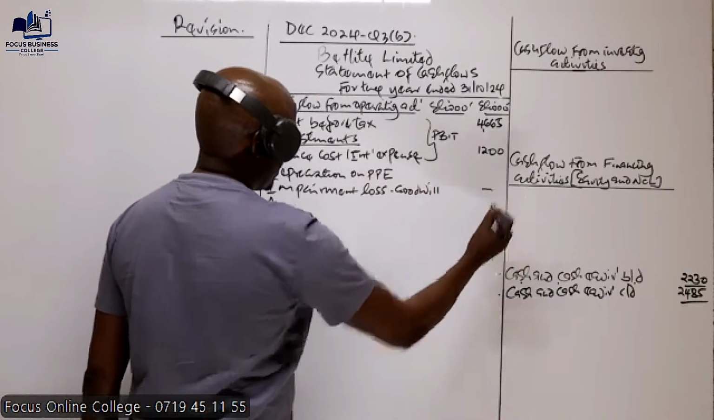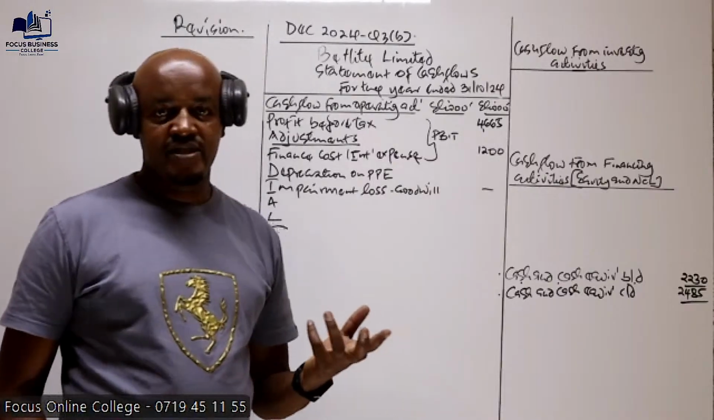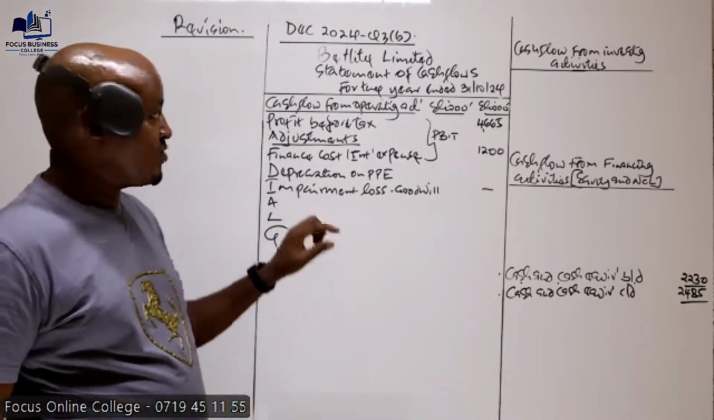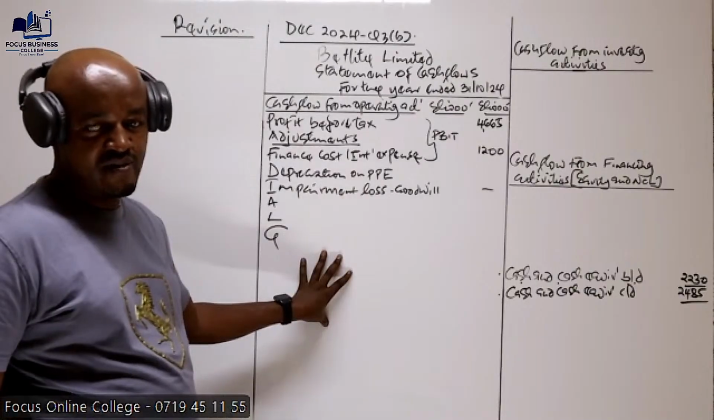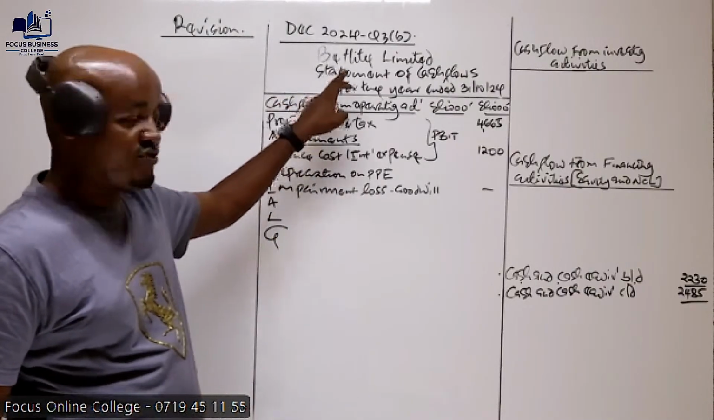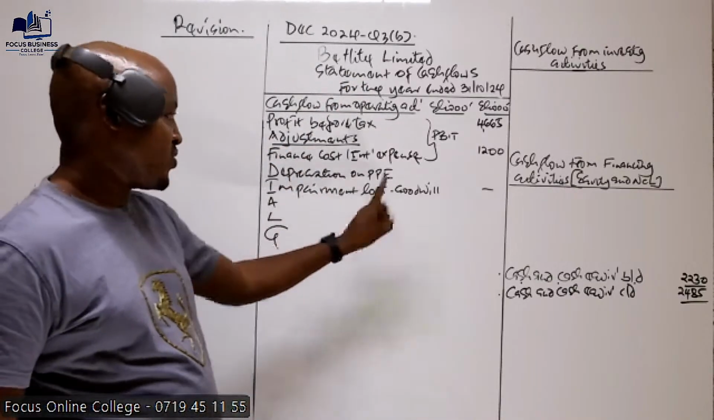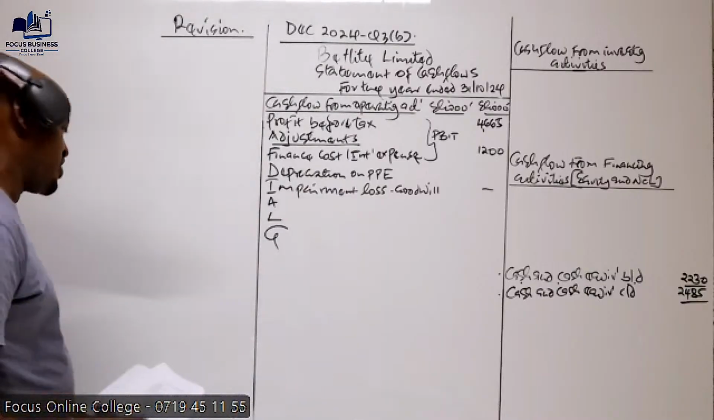Actually, we said mostly at this level, you may not come across this, but once you move to the advanced level, you'll also cover this topic. In AFR, you're going to look at how to prepare the group cash flow, the cash flow which is prepared by a group of companies. So automatically you'll come across that, but at this level, you may not come across that.